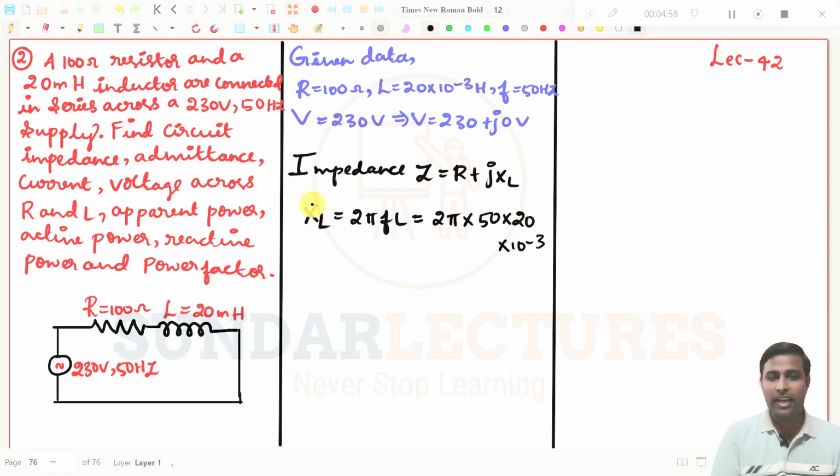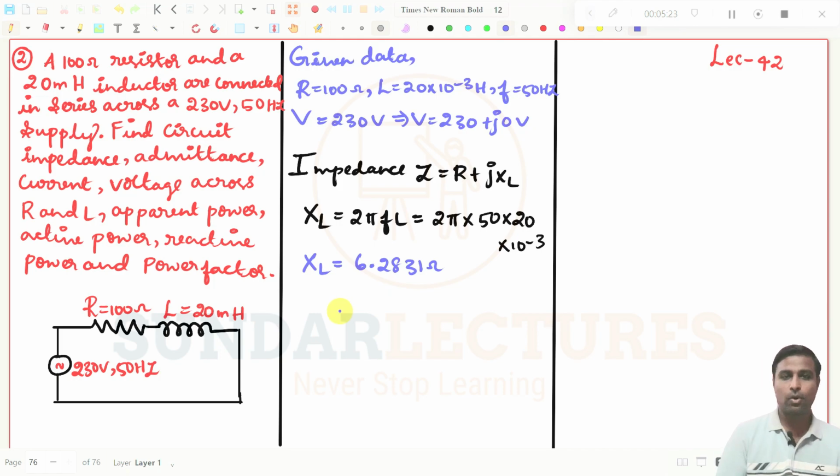And what XL value will you get? If you solve this expression, XL is equal to 6.2831 ohms. This is the XL value. Now you can write the Z value here. So what is the Z value? Now Z can be written as the R value, that is 100 plus j6.2831 ohms.